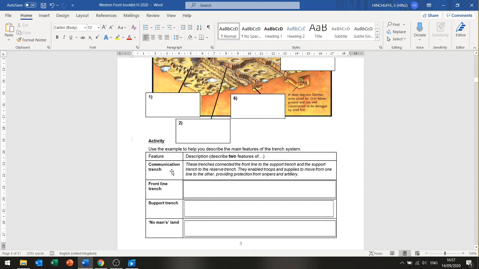It's the communication trench, and it says these connected the front line to the support trench and the support trench to the reserve trench. They enabled troops and supplies to move from one line to the other, providing protection from snipers and artillery.